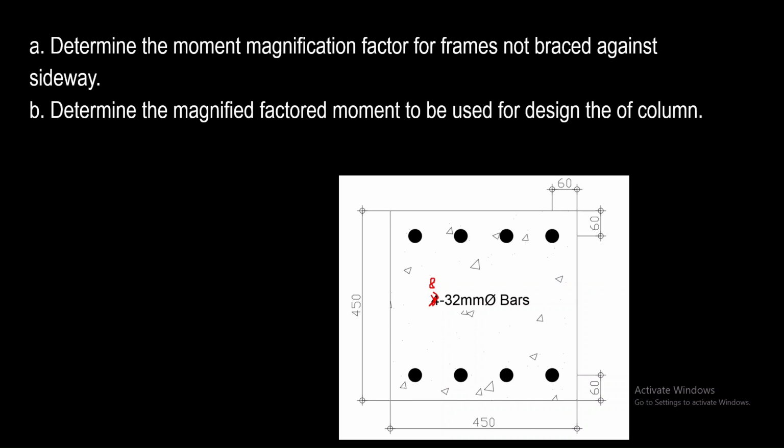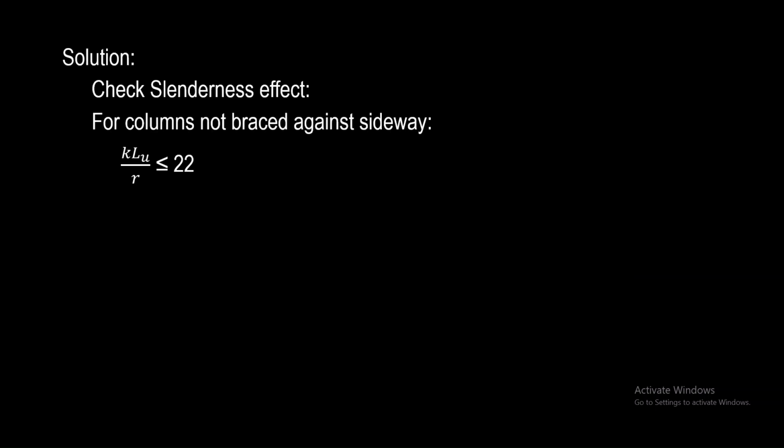First, on this type of problem, we have to determine if the section is a short column or a long column. In short, we first have to check the slenderness of the section. For the solution, check the slenderness effect for columns not braced against side sway. It is already mentioned that the column is not braced against side sway, or a sway frame in other terms.